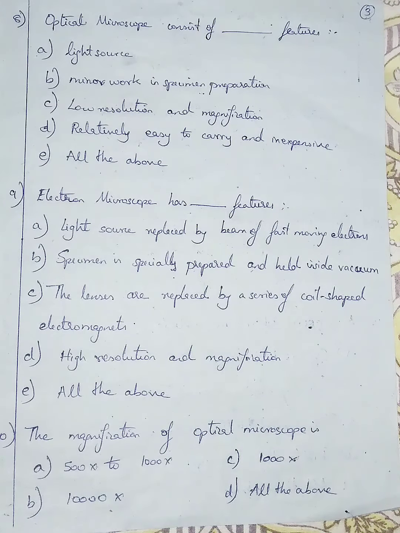So I am going with option number E, all the above. All the options A, B, C, D are features of an optical microscope. I am going with option number E, all the above.